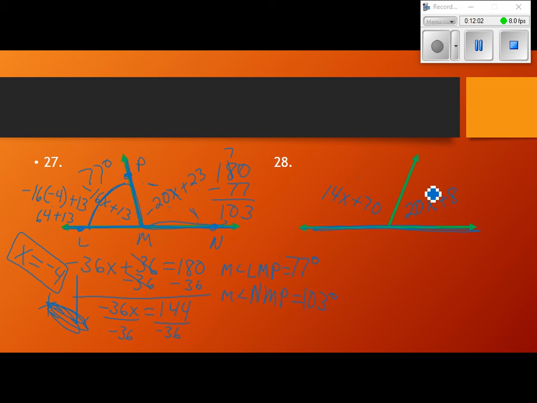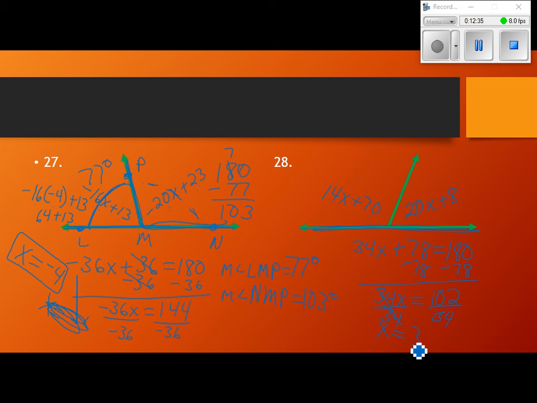Collect like terms, 14x and 20x give me 34x. 70 and 8 give me 78. I know that these two together should add up to be 180. Subtract 78 on both sides. End up with 34x equals 102. Divide by 34. And you end up with x equals 3, because 34 will go in there 3 times.